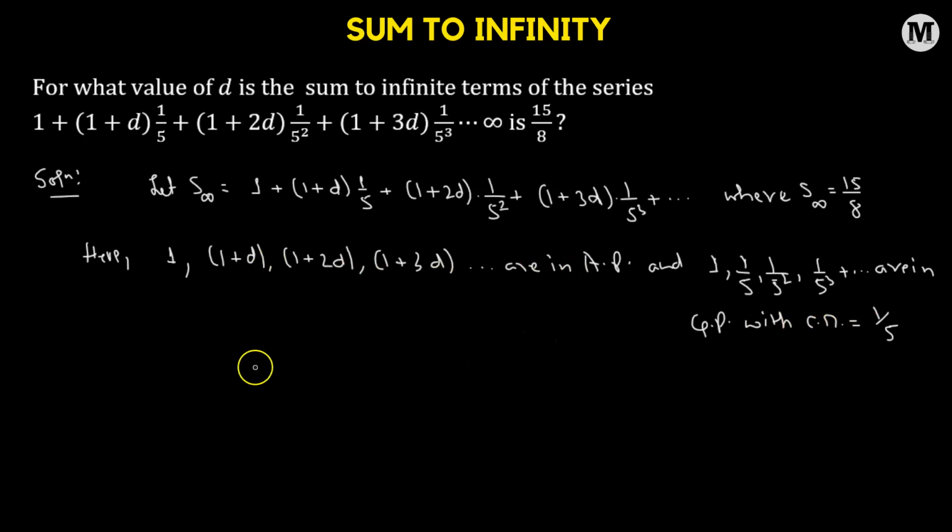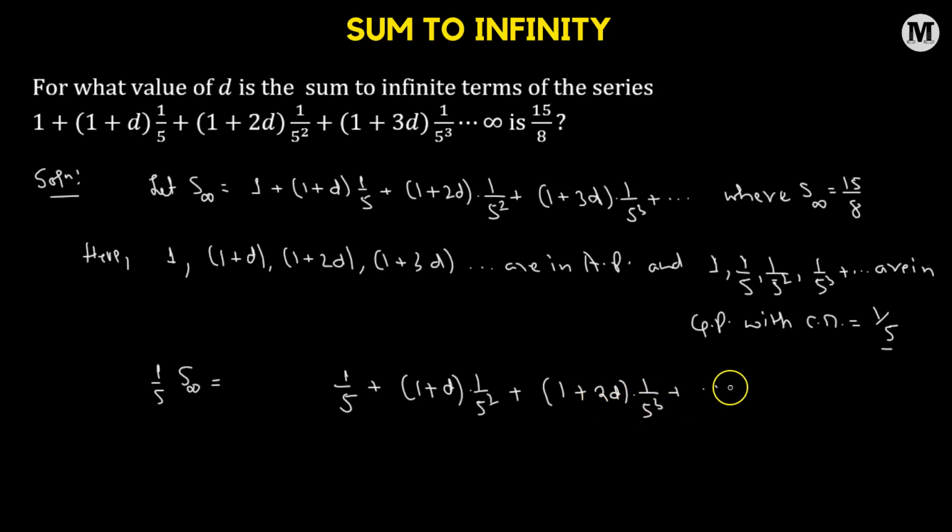Now, what we'll do, we're going to take the sum of the infinite terms and multiply each term with the common ratio, which is 1 over 5. So we have 1 over 5 times the sum of the infinite terms. The first term, 1 multiplied to 1/5, gives us 1 over 5, added to the next term, (1 plus d) times 1 over 5 multiplied with 1 over 5, which gives (1 plus d) multiplied to 1 over 5 squared, added to (1 plus 2d) times 1 over 5 cube. And this is going to continue.